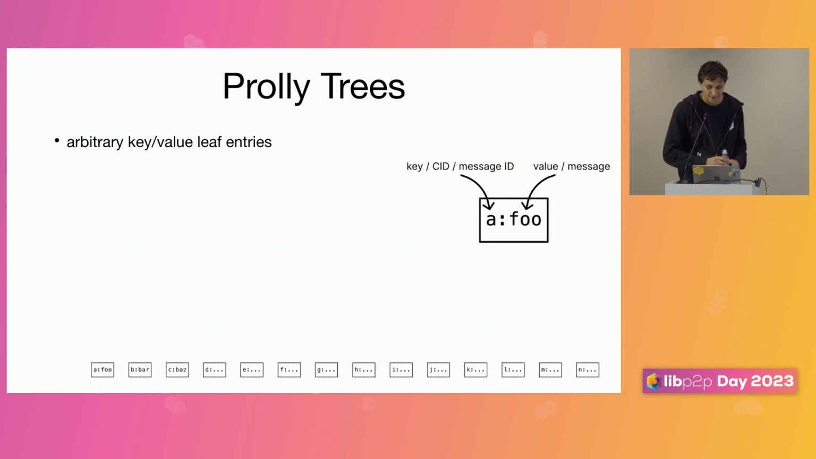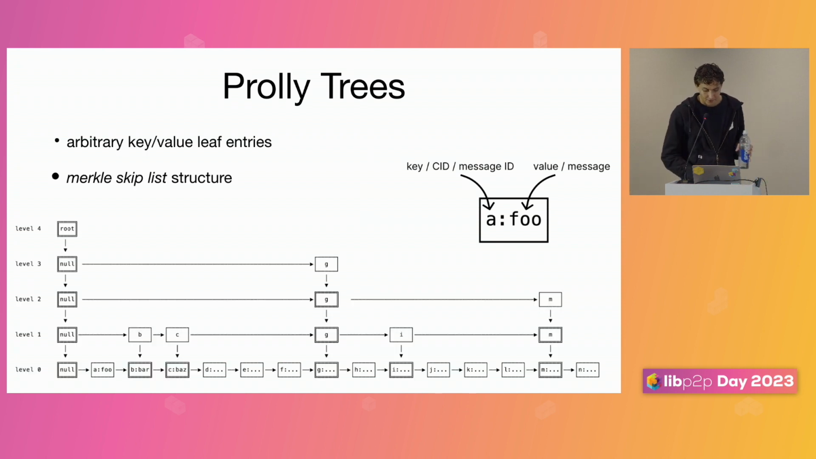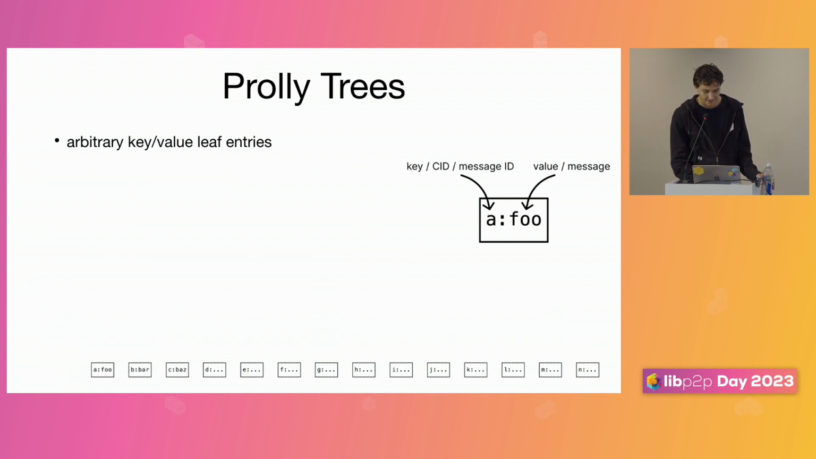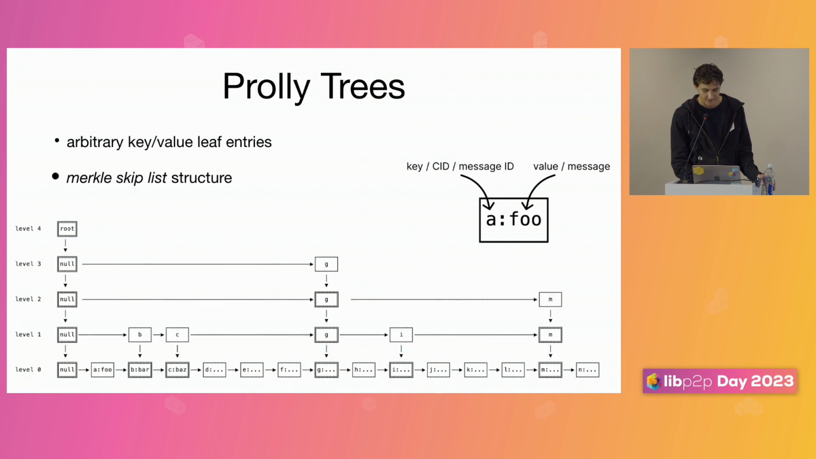So here at the bottom, we have a bunch of entries. The key could be like a message CID or some other application message identifier. And then the value is the content of the message. And conceptually, we start with these as the leaves of the tree, and they're sorted lexicographically by key. So a Prolly tree is this Merkle tree that is built on top of these entries. Right? So here are the leaf entries, and then here's a tree that we build on top of this.